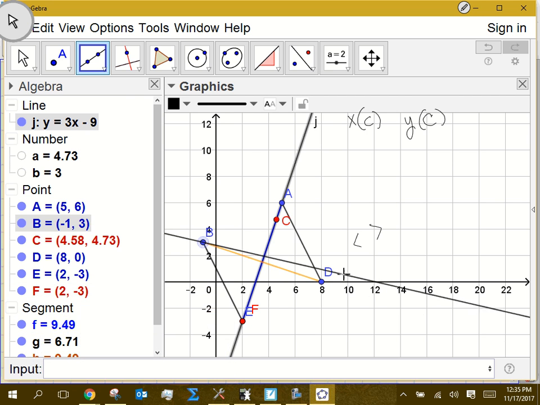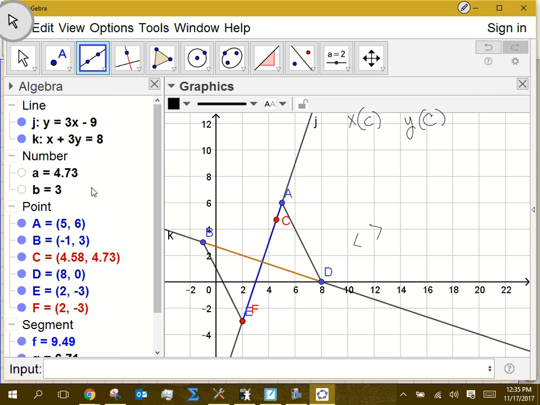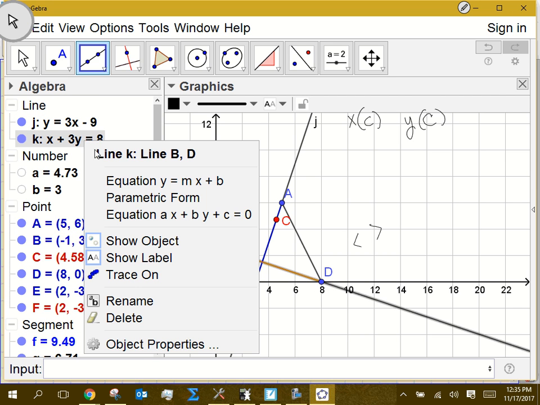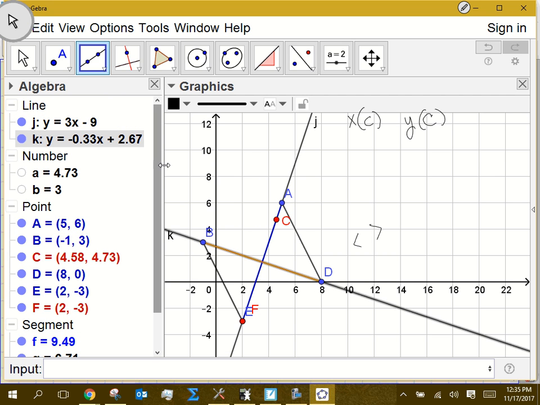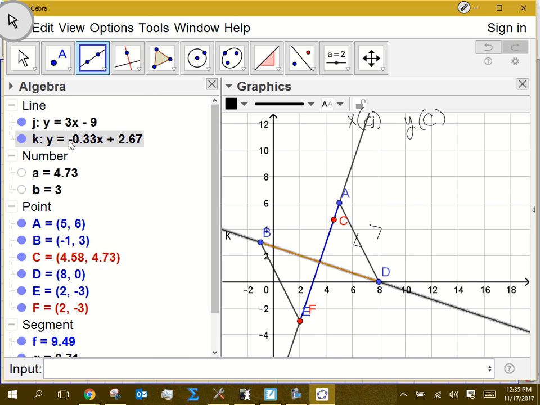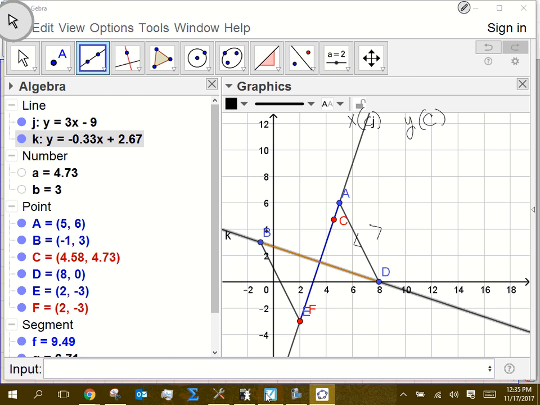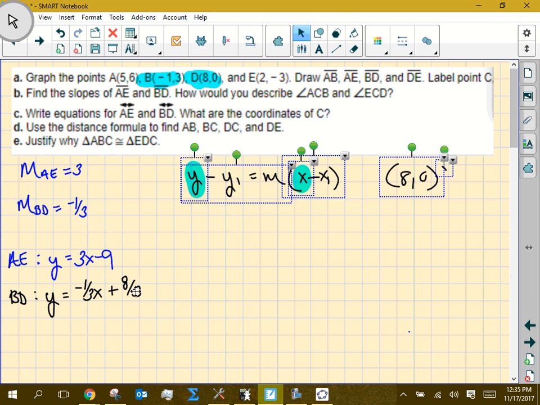If I click on B to D, do the same thing with that, put it in y equals mx plus b form, now it puts it in fraction form, negative 1/3 x. And then 2.666666 repeating is that 8/3 that we found. Does that kind of make sense? So you can use GeoGebra to maybe verify that you've done everything right algebraically.